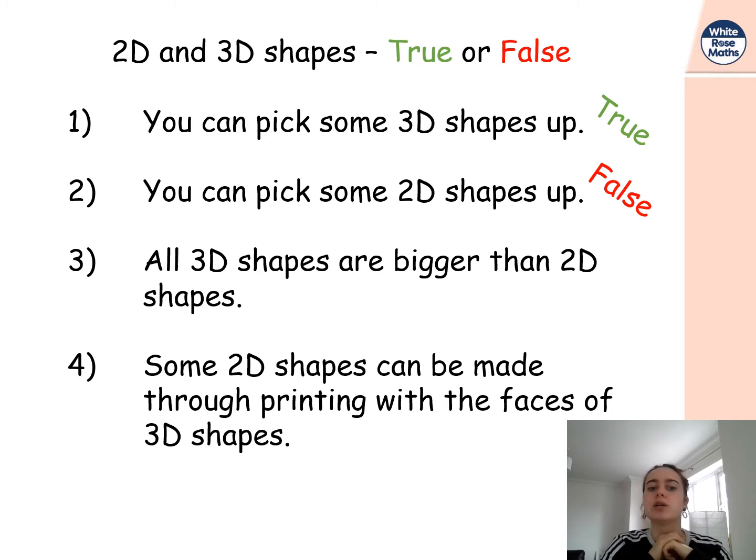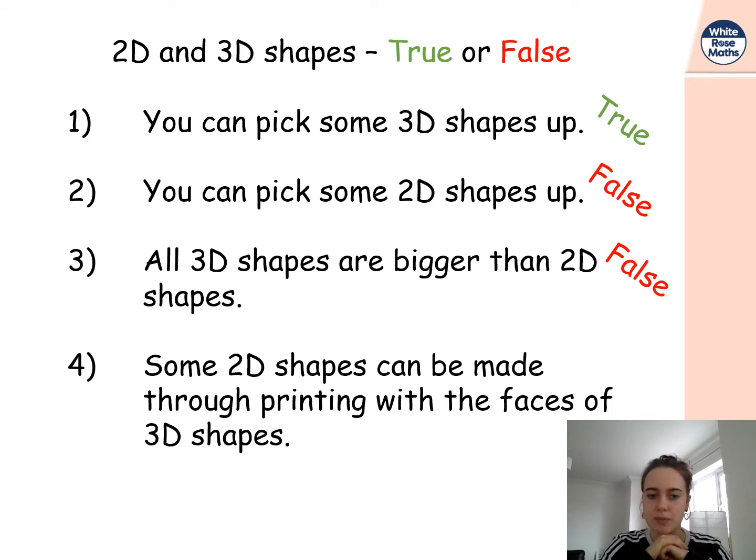Third statement, all 3D shapes are bigger than 2D shapes. True or false? All 3D shapes are bigger than 2D shapes. That's right, it's false. We could get 3D shapes that are smaller than 2D shapes.